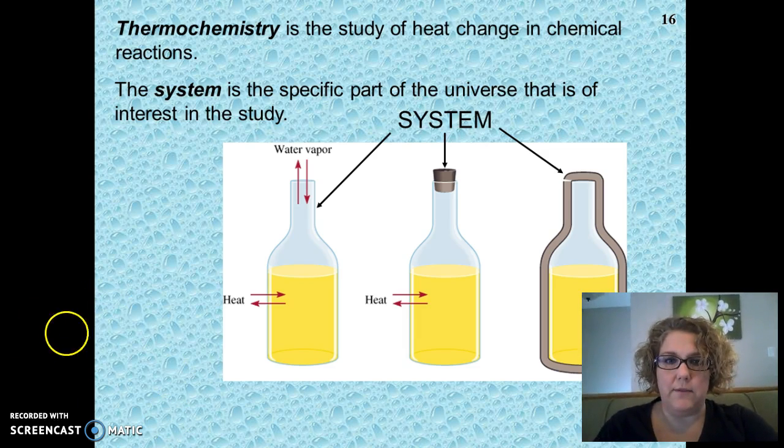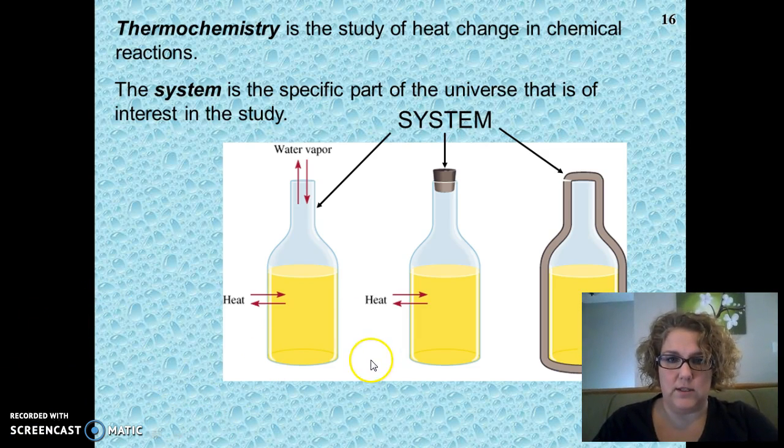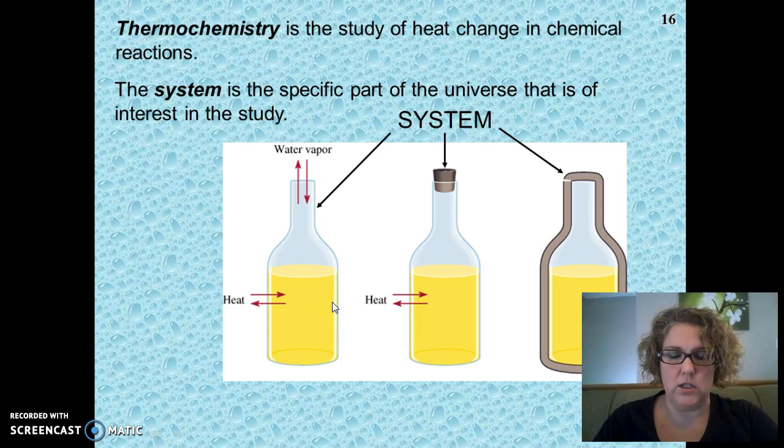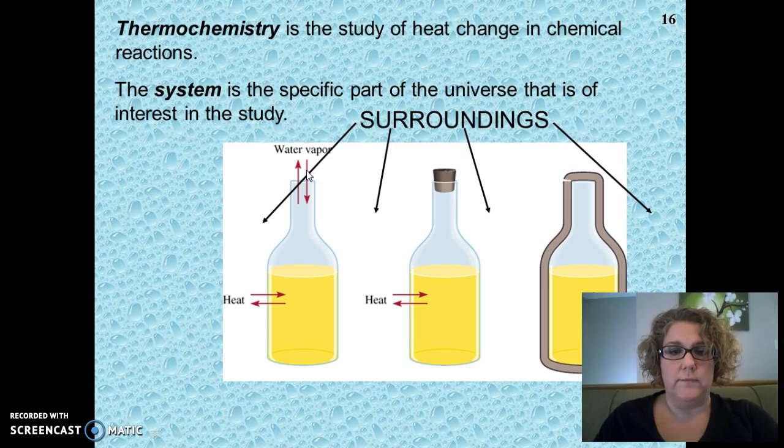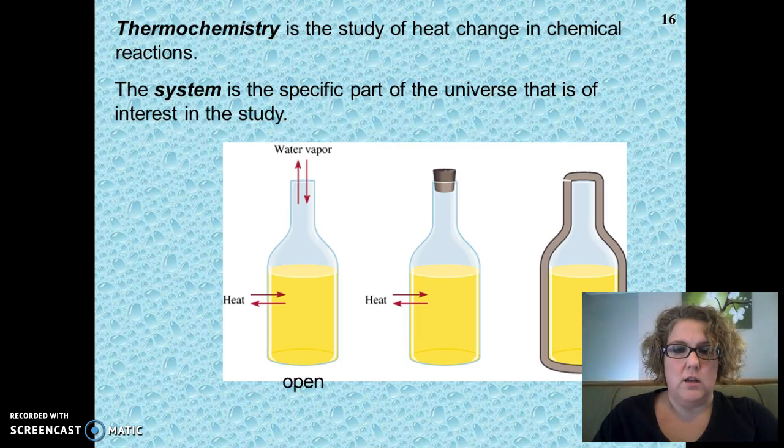So here we have three different kinds of systems. In our first situation, heat can go in and out of the bottle. Heat can enter and leave our system, but water vapor, which is matter, can also enter and leave the system and be exchanged with the surroundings. Everything outside of the container is the surroundings. So this is an open system.